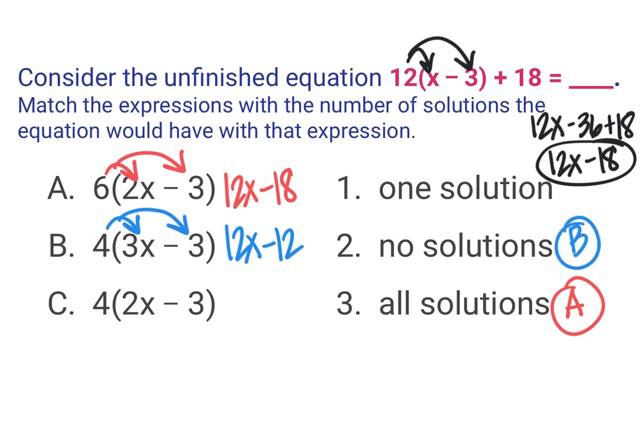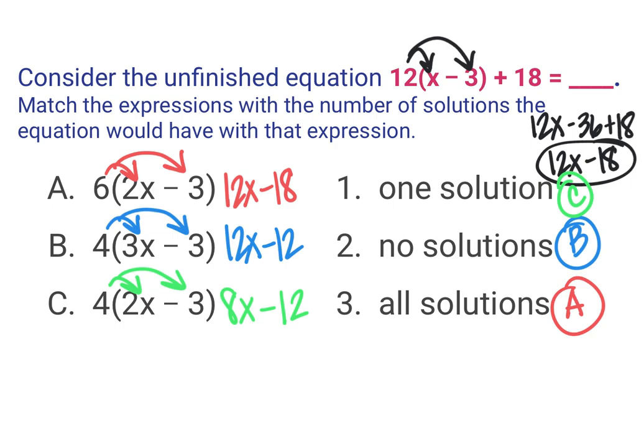Okay, let's take a look at C. Obviously, we only have one option left, but let's look and see what we got here. I'm going to distribute. I got 8x minus 12. Right off the bat, we notice that our variable term, our coefficient of x, or our number of x's, is different on the right than on the left. So in this case, we will have one solution. We're going to keep looking at these different structures to see if we can determine the number of solutions.